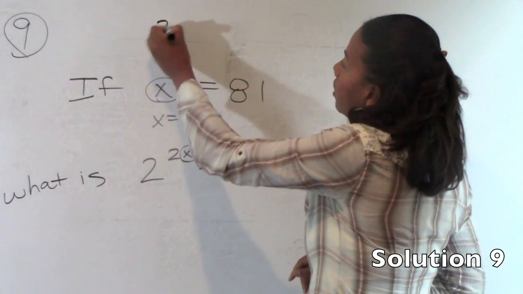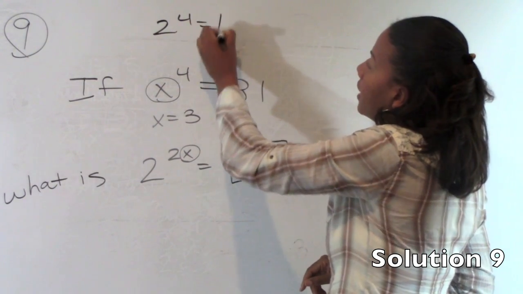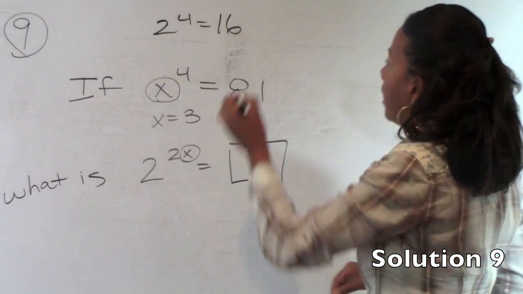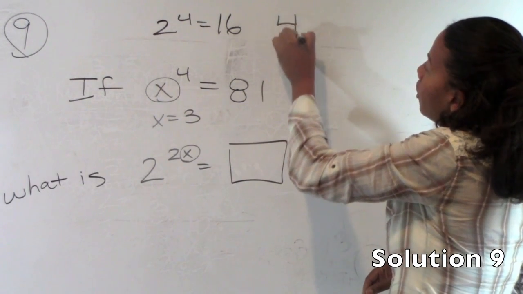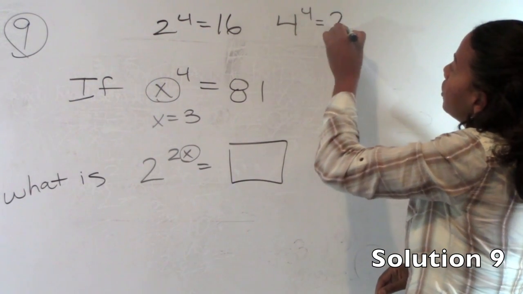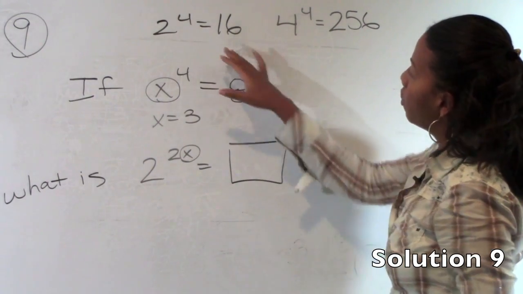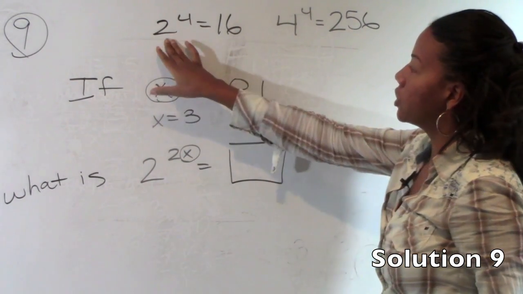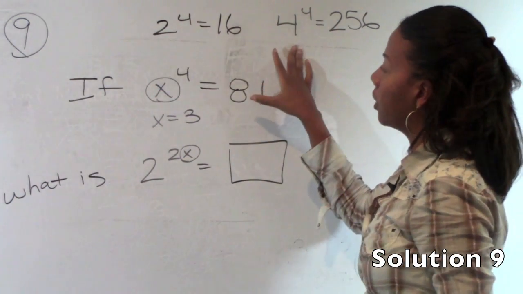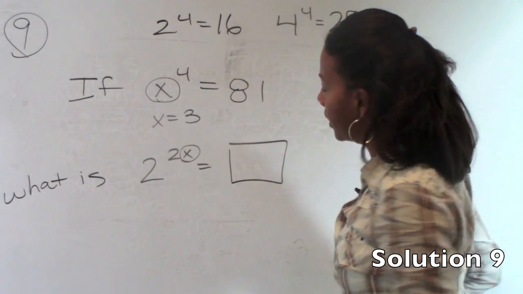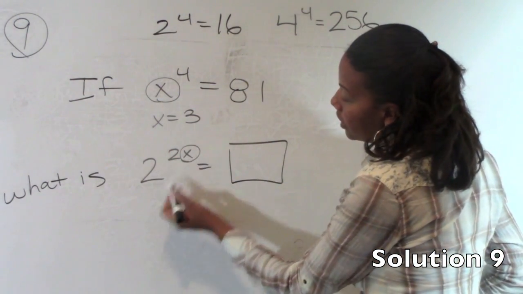So you might say 2 to the 4th. Well, that's 16. Okay? And you can calculate that out if you don't know it off the top of your head. And then you can say 4 to the 4th. And that's 256. Okay? We're looking for 81, which means we need a number bigger than 2 and smaller than 4, and that is 3. Okay? So now that we know that x is 3, we simply substitute it here.